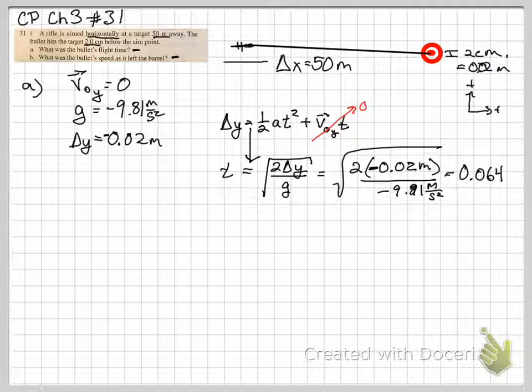0.064 seconds. You might think that's a really small amount of time, but then you step back and think, we're talking about a bullet that's traveling only 50 meters. That's actually not very far. And at the speed of a bullet, which is really high, it makes sense that it would take less than a second to reach its bullseye. In fact, it's less than a tenth of a second.